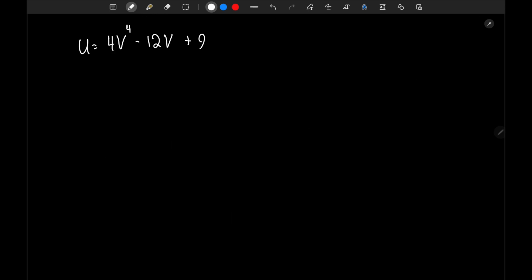Okay, u is equal to 4v to the 4 minus 12v plus 9. Here we have u and v. So we are going to take the derivative of u with respect to v.